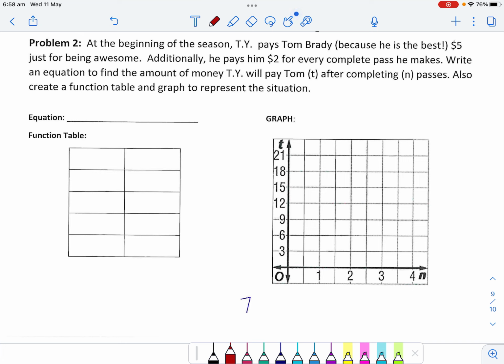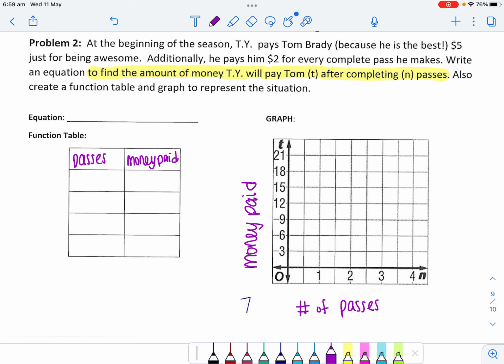So first I'm going to identify independent and dependent variables. So to find the amount of money he will pay Tom after completing n passes, we have to complete a number of passes before we earn money. So money paid. So down here I've got number of passes. And then up on the side I'm going to have money paid. Remember that typically money is your output because the money is a result of something happening in your rule.